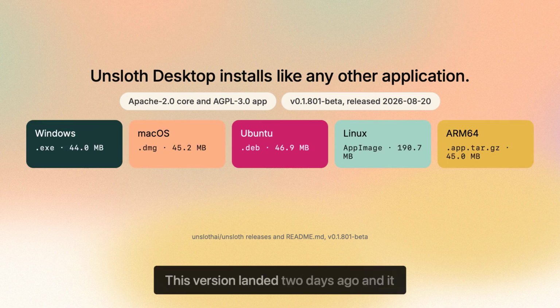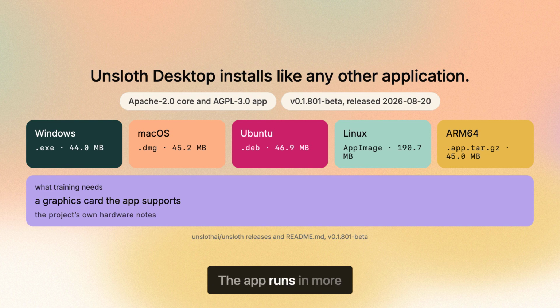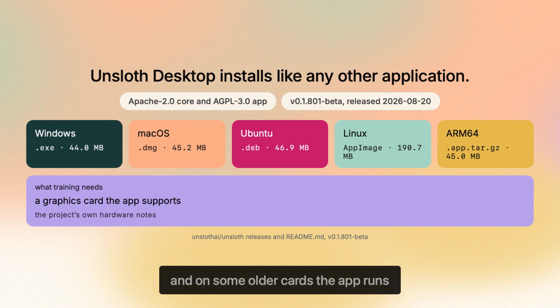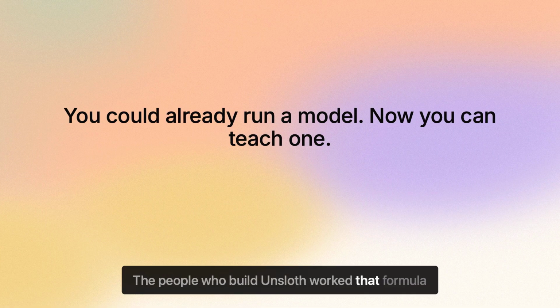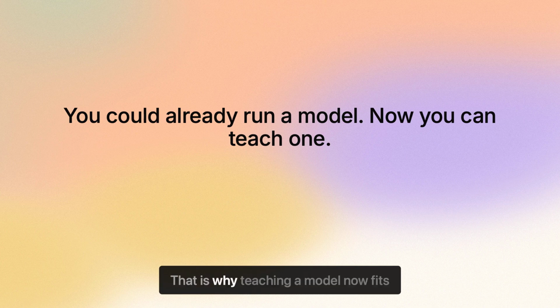This version landed 2 days ago, and it is still before version 1. The app runs in more places than it trains. Training needs a graphics card the app supports, and on some older cards, the app runs while the training does not. The people who built Unsloth worked that formula out by hand so the machine would not have to keep the working. That is why teaching a model now fits on the card already in your computer.